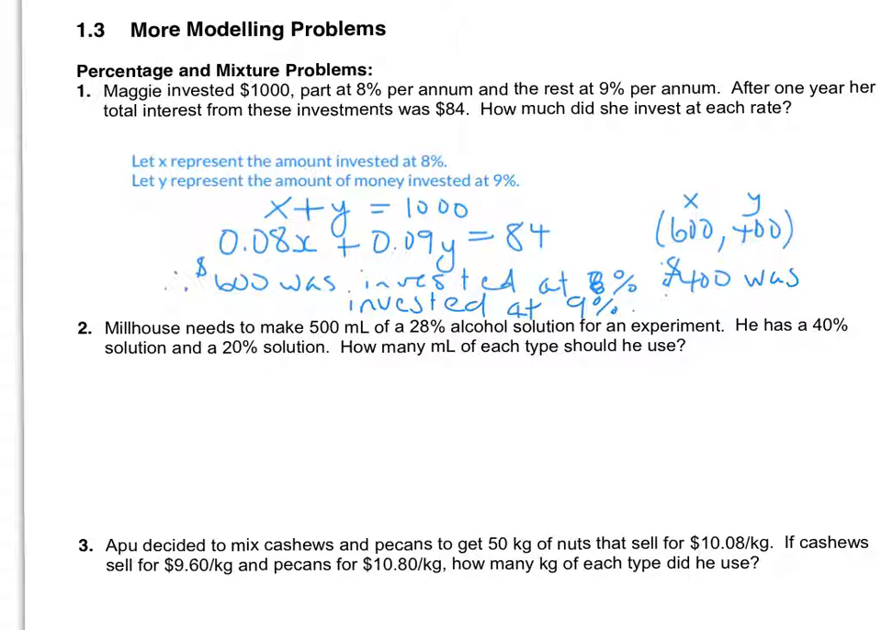Okay, next question. Millhouse needs to make 500 milliliters of a 28% alcohol solution for an experiment. All right, and then he has a 40% solution and a 20% solution. So he's got to add a bit of this one and a bit of that one. So overall, the overall alcohol percentage will be 28%. How many milliliters of each type should he use?